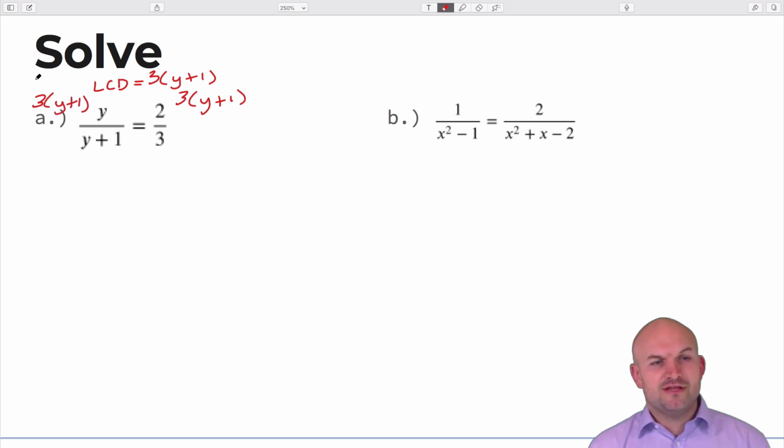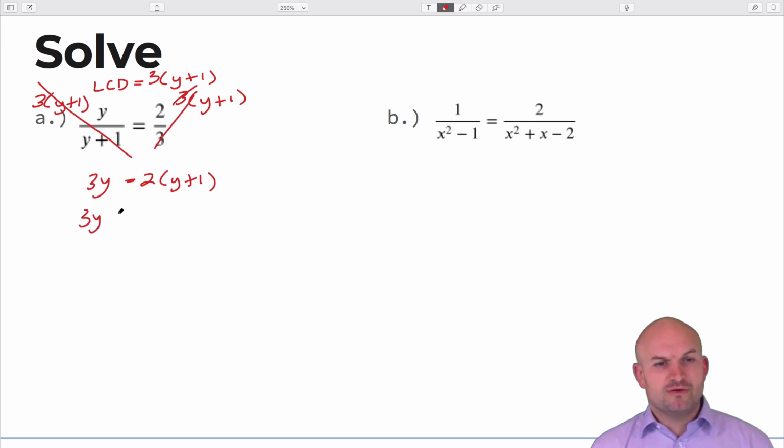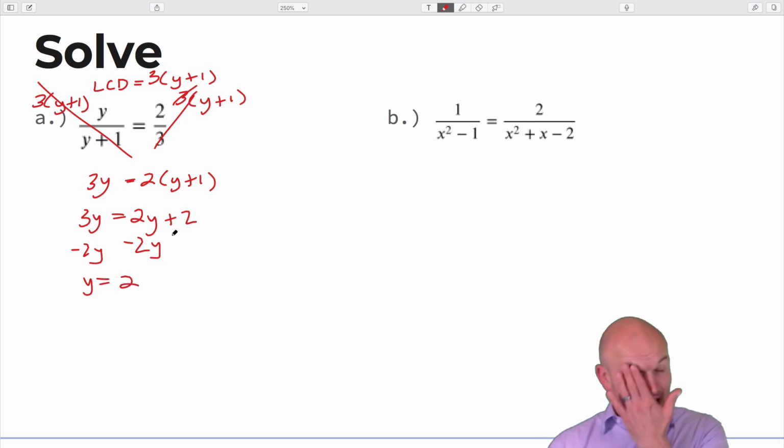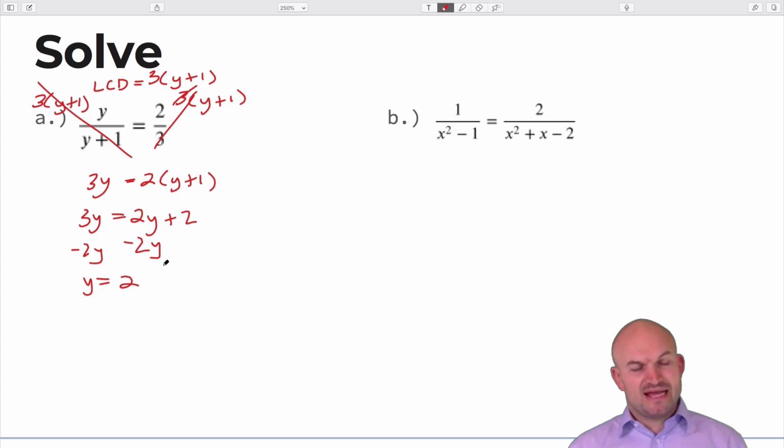Okay, by doing that, you can see that my y plus 1s divide out, leaving me with a 3y, and here my 3's divide out, leaving me with a 2 times y plus 1. And obviously, as you get a little bit more familiar with this, you can distribute that, 2y plus 2. And then let's get the y's to the same side, and we get y is equal to 2. And obviously, you can now go back to your original equation and say, yeah, that makes sense, that works.